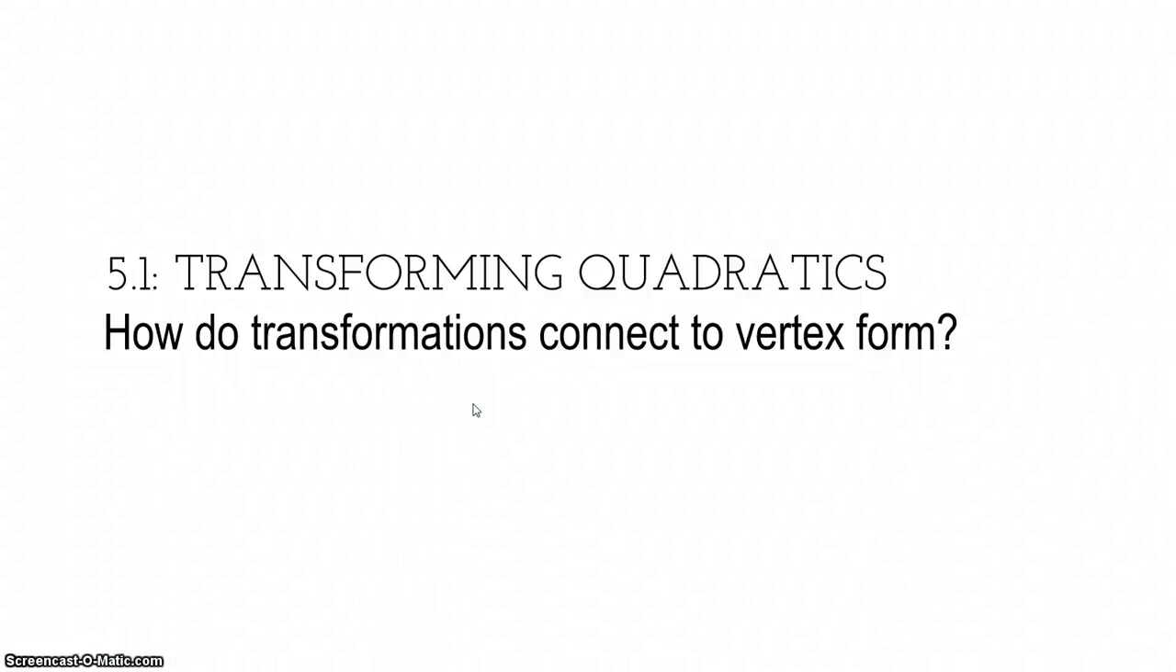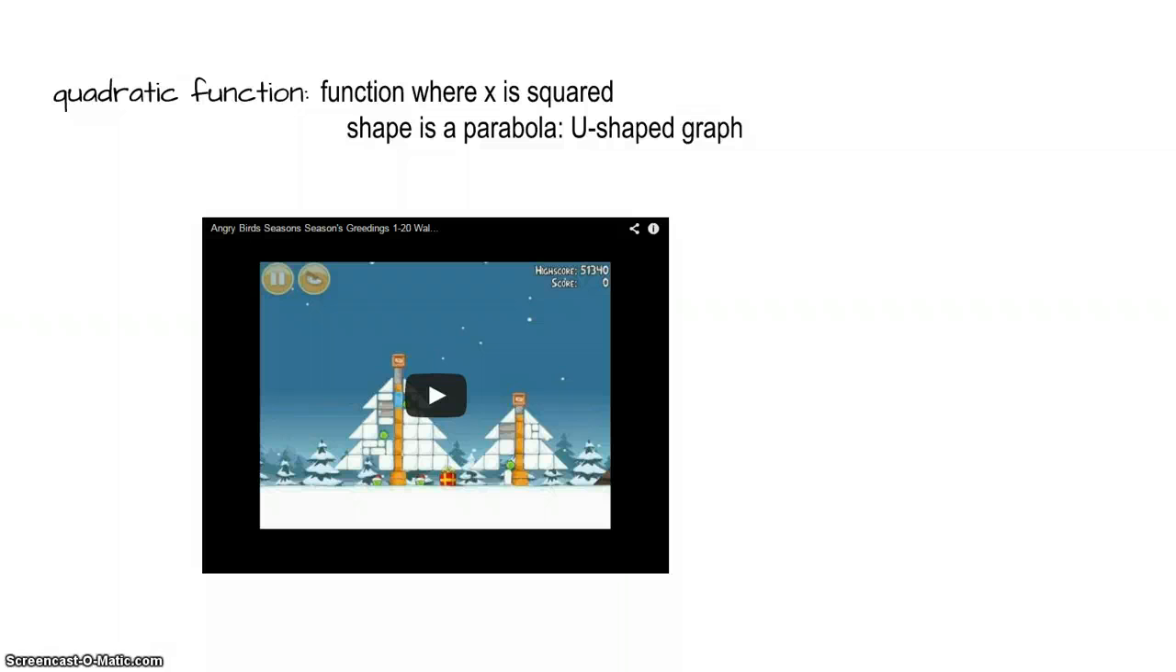The first section of chapter 5 is something that we've talked about with many other different functions, but now we're going to talk about it with a quadratic function. Basically, we're going to start by talking about transformations of functions, and then we're going to connect them to a specific way to write an equation of a quadratic, which is called vertex form.